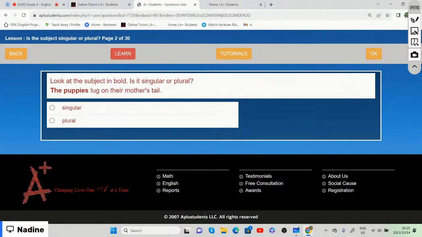The puppies tug on their mother's tails. Is puppies singular or is puppies plural? All right, so if this is puppies, tug on their mother's tail, then we can say it is plural only.